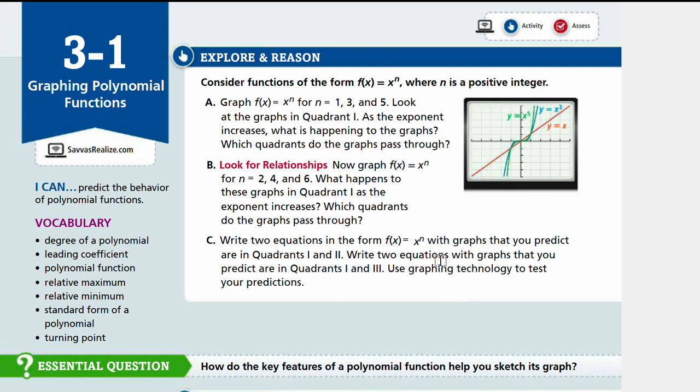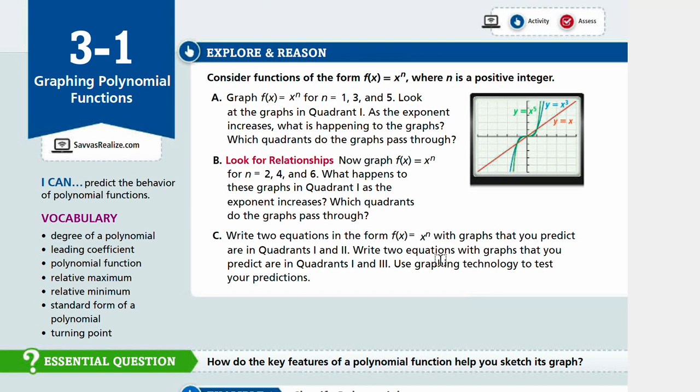Let's start with the very first lesson, 3-1, graphing polynomial functions. And obviously this is an introductory lesson, so there are going to be a lot of concepts and vocabulary that would be introduced. Okay, so in this lesson, we'll be able to predict behavior of polynomial functions. Let's start with explore and reason.